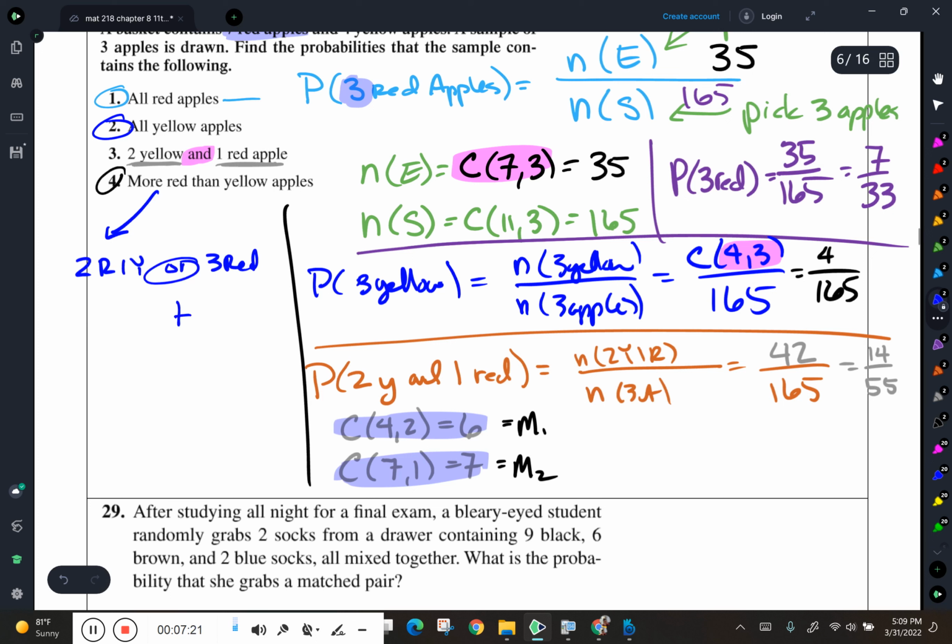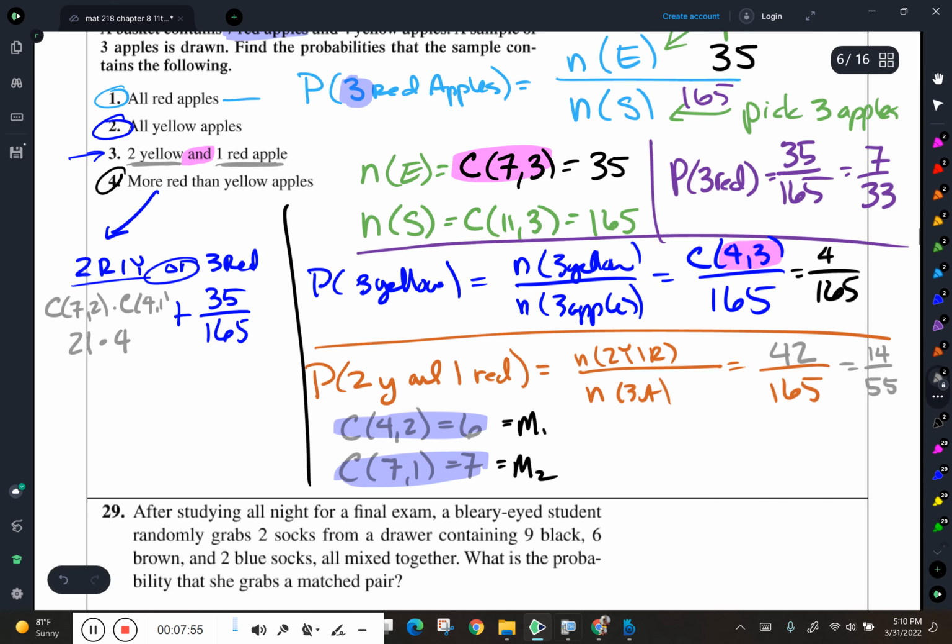That means I'm going to add these 2 things together once I figure them out. Do I know 2? I know 3 red. 3 red was 35 out of 165 because I figured that out in the first step. 2 red and 1 yellow, well, that's pretty much what we just did, so I kind of know what to do with that. That's going to be 7 choose 2 times 4 choose 1. 7 choose 2 is 21. 4 choose 1 is 4.